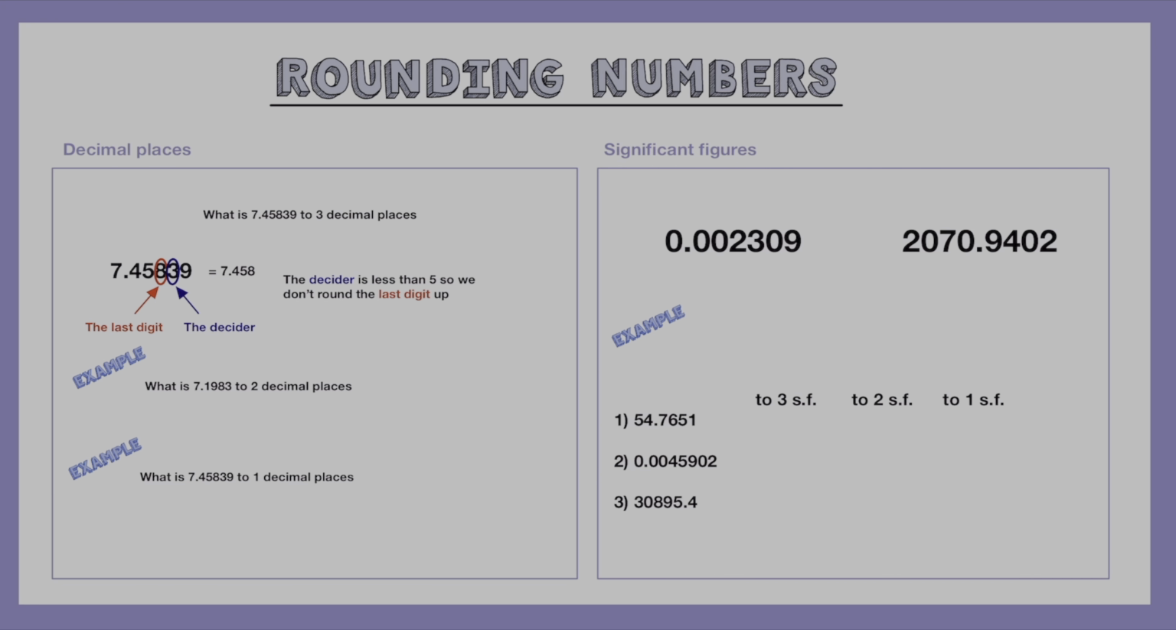Today we're going to be talking about rounding numbers and the two different types. So we're going to have decimal places and significant figures. Let's start off with decimal places.